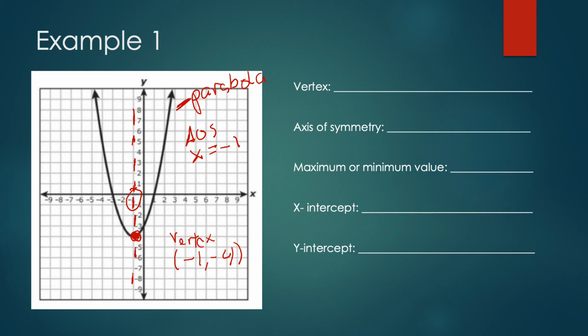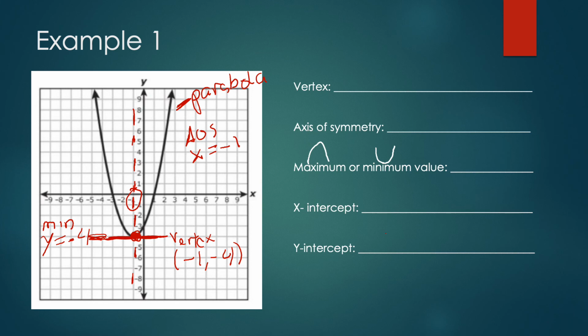Now the next thing I'm going to look for is maximum or minimum value. So just be mindful, if it's a maximum, it is concave down. If it's a minimum, it's concave up. And so we look for the lowest y value or the greatest y value here. Since we have a minimum, that means the parabola does not get any lower than this y value at y equals -4. So we have a minimum, min for short, at y equals -4.